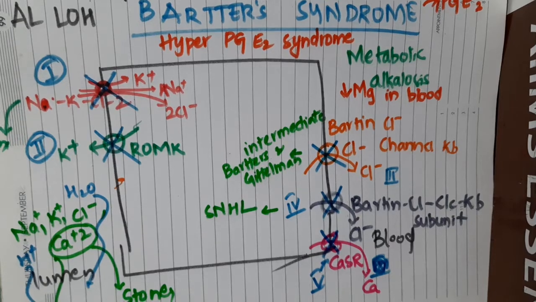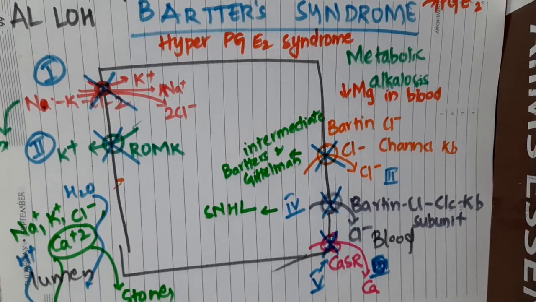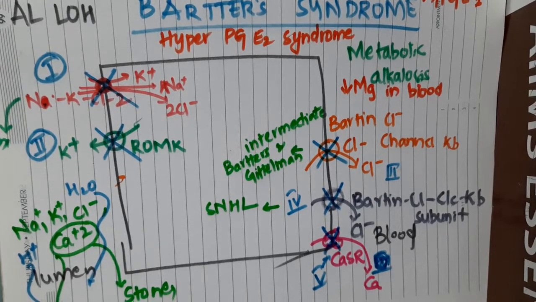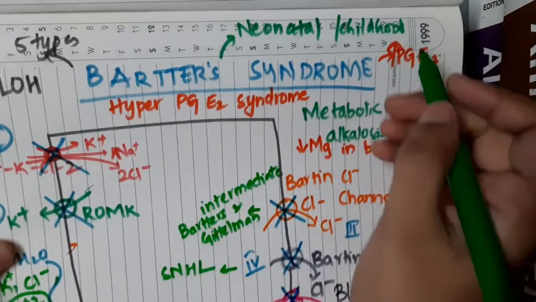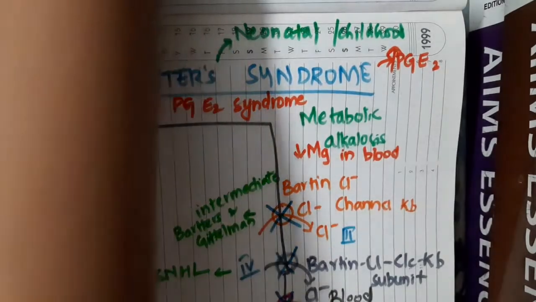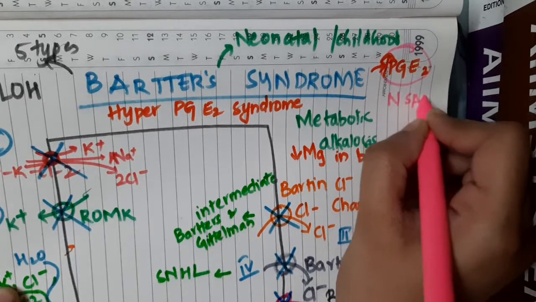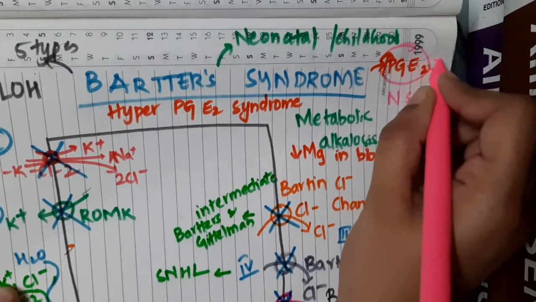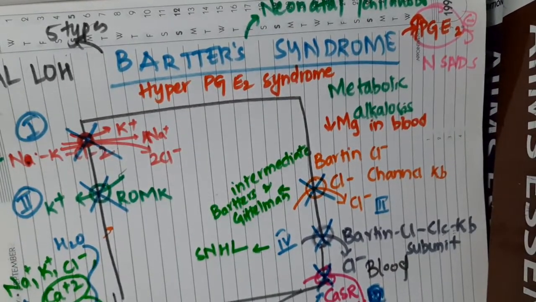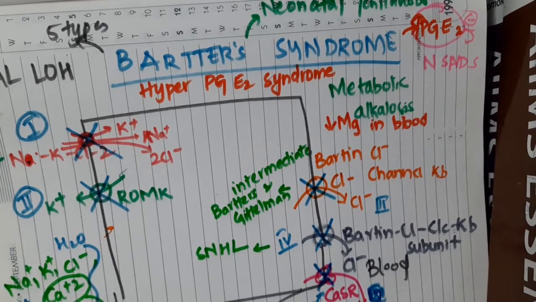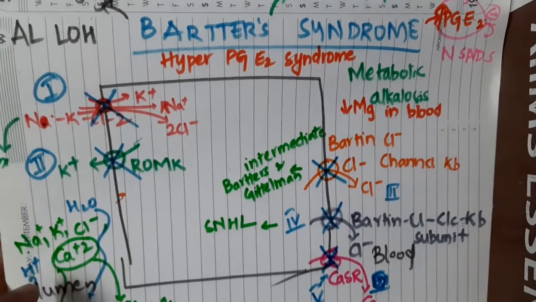Now, how are we going to treat Bartter syndrome? Number one, we will have to give supplementation for what was lost. We will give potassium supplementation, and magnesium supplementation should be given. And one important thing is, because there is increased production of PGE2, here we can give NSAIDs. These NSAIDs will block the PGE2 and prevent symptoms like fever and diarrhea which occur due to the PGE2 syndrome. So this is the complete overview of Bartter syndrome.